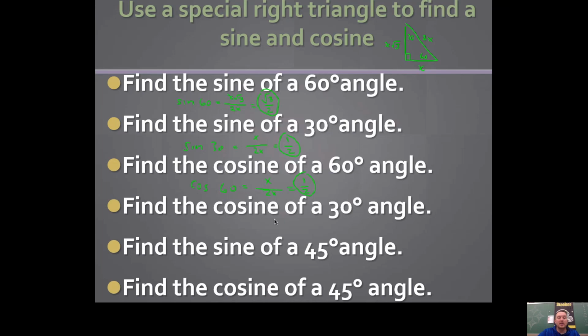I'll bet you could already guess what the cosine of 30 is going to be. It's going to be this guy. Cosine is adjacent over hypotenuse. So cosine of 30 is x square root of 3 over 2x. So those x's cancel. That gives you square root of 3 over 2.